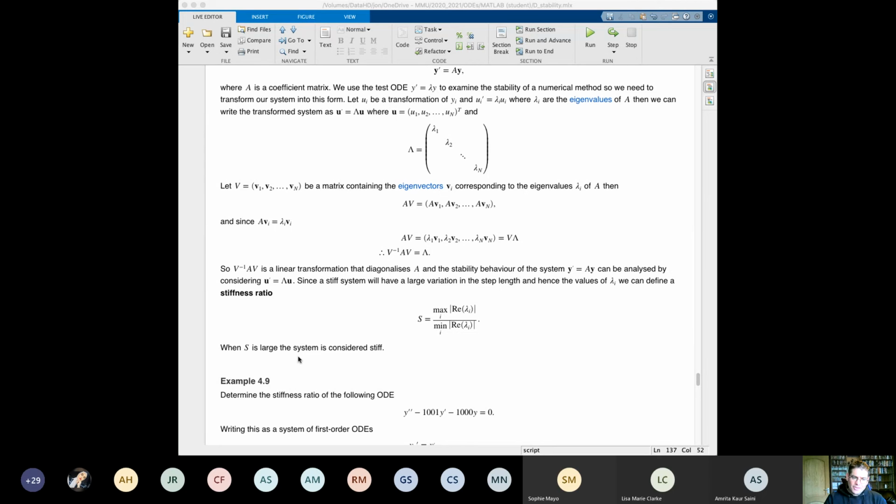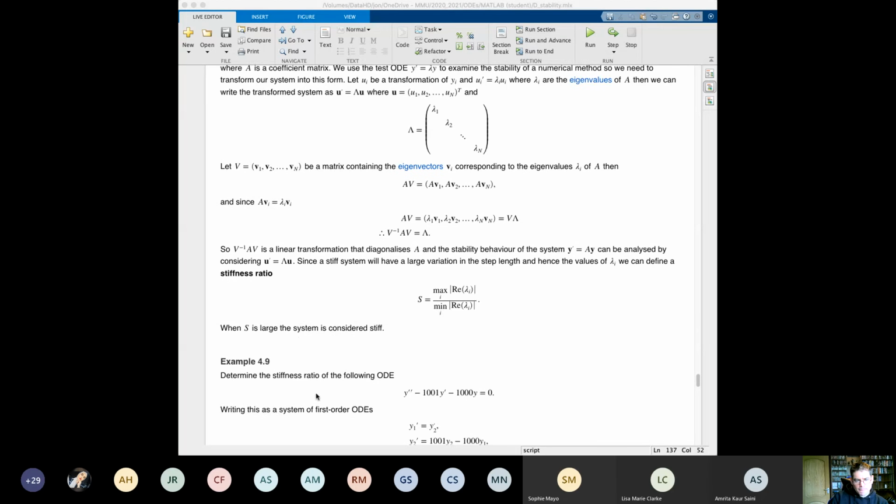What is considered large, there's no real hard and fast rule. It's just a general guide. So for example, an S of 1,000 could be stiff, maybe S of over 100 might be stiff. And it's kind of a guide. It's not really a hard and fast sort of definition.